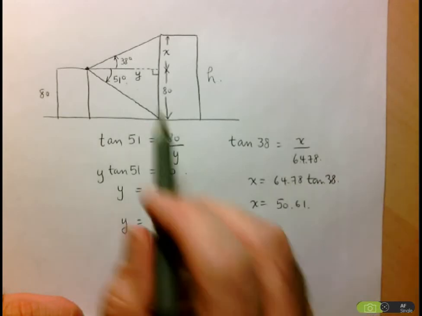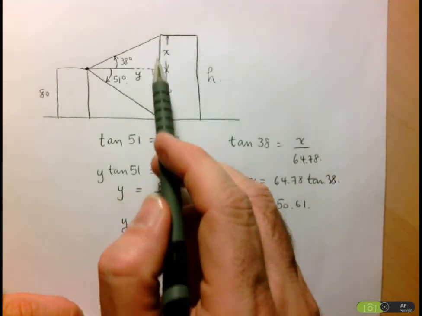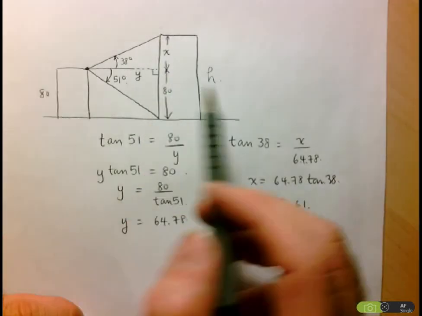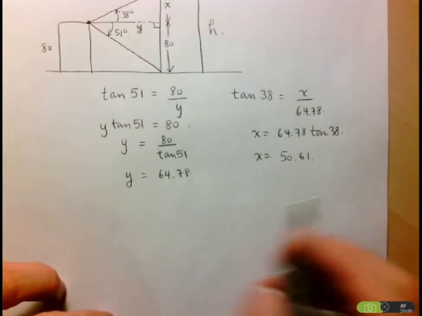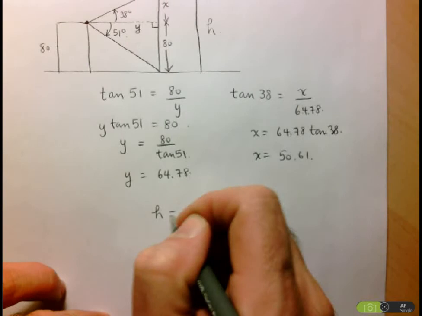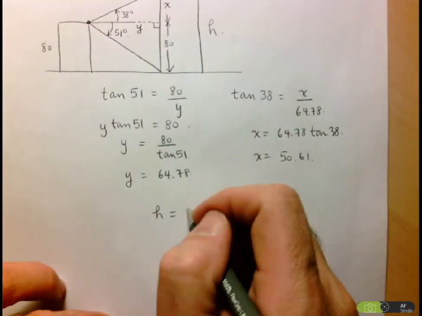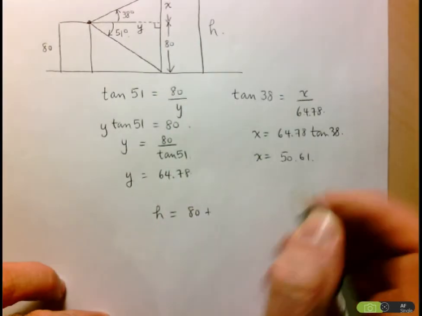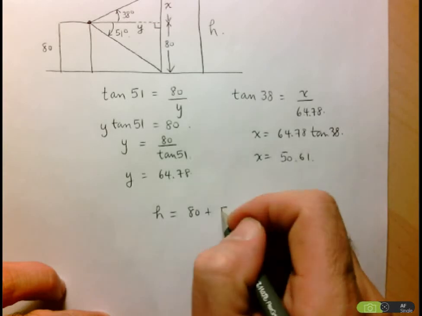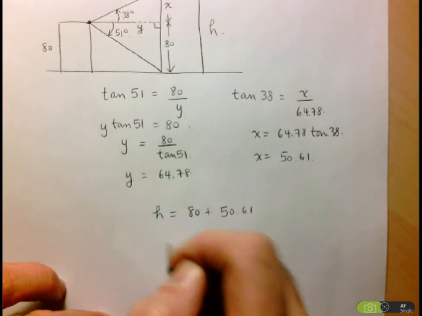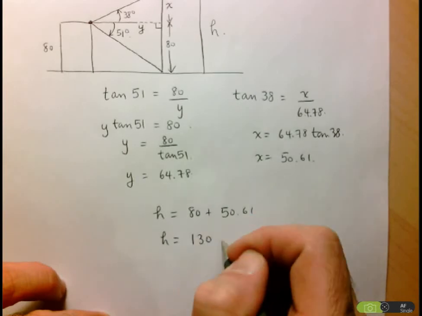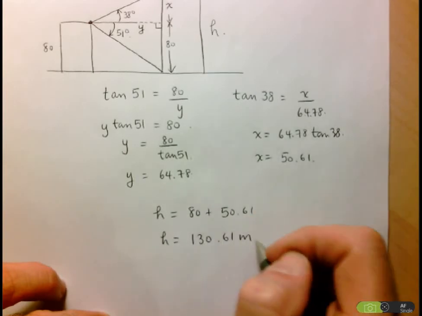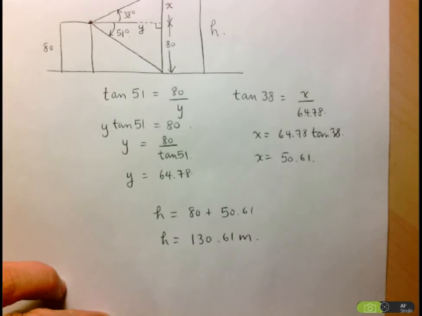But of course that's not the height of the building. It's just the height of this upper triangle. To find the total height of the building, I'm going to need to add these two values together. So the height is equal to the 80 meters, which I already knew, plus the 50.61, which is the part I just found. And so the height is equal to 130.61. And don't forget the measure here, which is in meters.